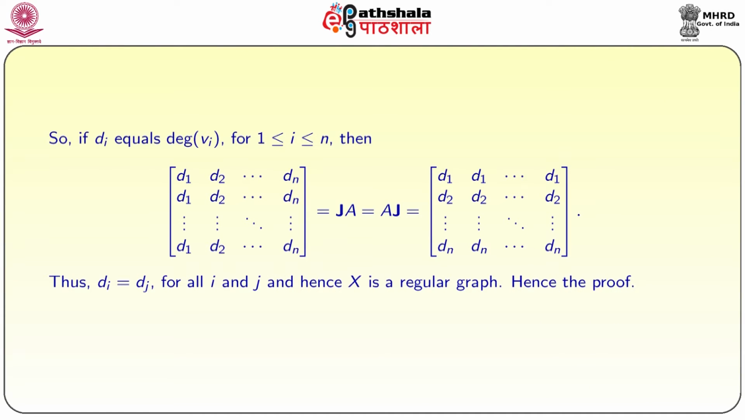So, if di equals the degree of Vi, then the degree vector d1, d2 and so on dn, if you take, JA is equal to AJ, whose first row is d1, d2 and so on. Thus, we have di equal to dj for all i and j, hence X is a regular graph, hence the proof.